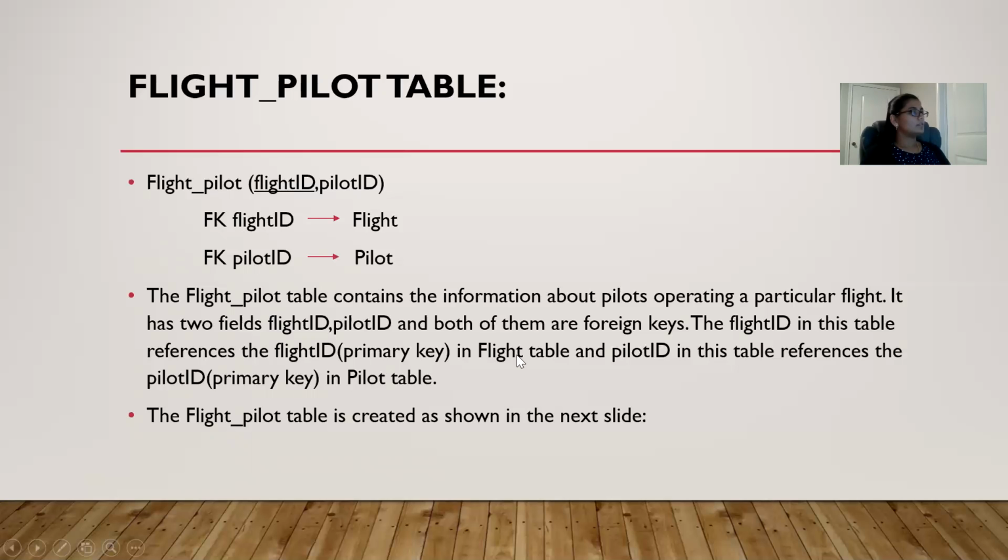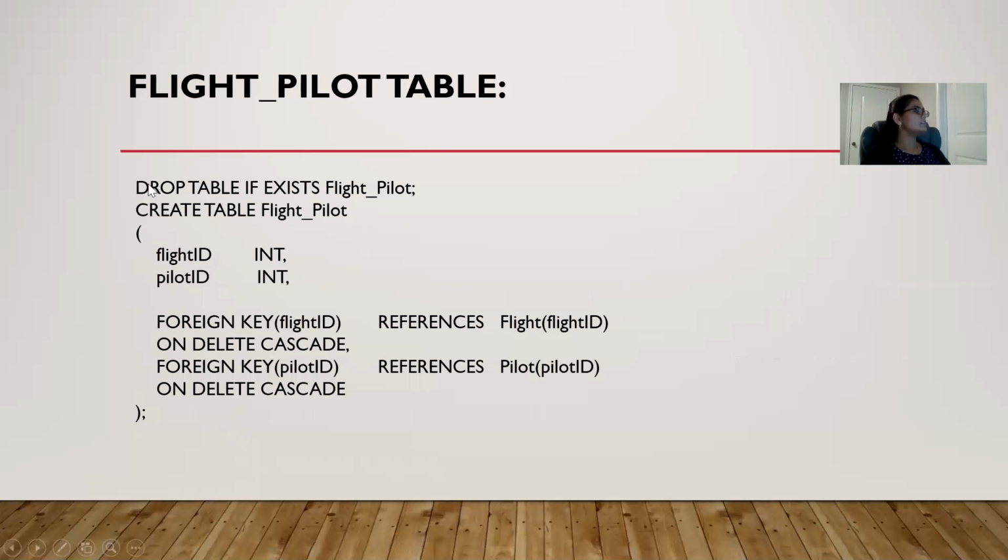So this is the query used to create the flight pilot table. Both are of integer data type, and this flight ID is a foreign key and it references to flight ID in the flight table. Pilot ID is foreign key and it references to the pilot ID in pilot table. On delete cascade ensures referential integrity is enforced successfully.